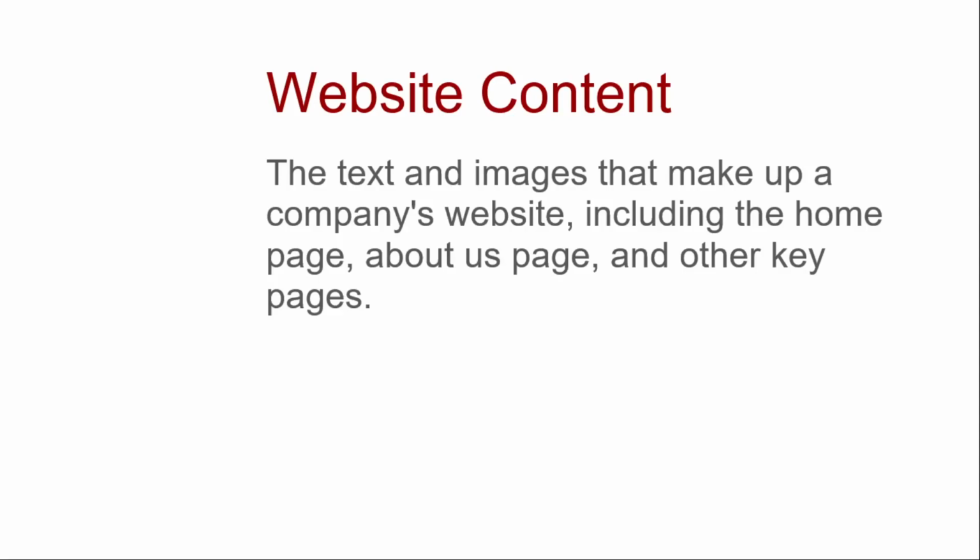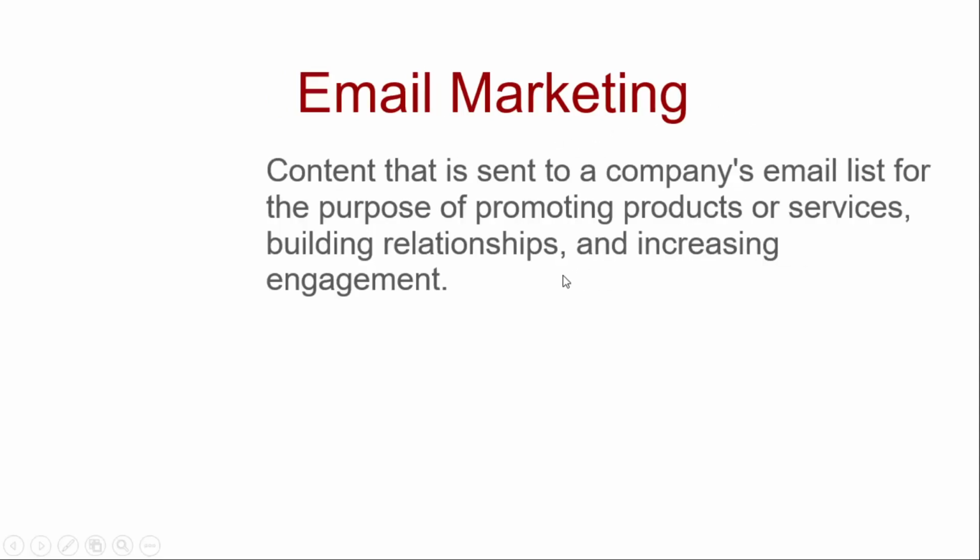For example, we have websites that update their information on a monthly basis, others update the information on an annual basis, and so on. Then we have another type called email marketing. Now, email marketing refers to content that is sent to a company's email list. For example, a company is involved in affiliate marketing, and maybe they are targeting a good number of people, maybe 1,000 people, and they are promoting their products or services. So an email will be used for building relationships with potential customers, and it is also used for increasing engagement.